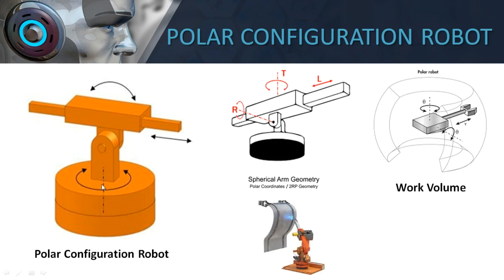So here it can rotate. That is why the T is depicted here. And then one L joint. What is L joint? It is a linear joint. So as we discussed, it has a telescopic arm which can move forward and then retract backwards. So that is given by the L joint, that is linear joint.